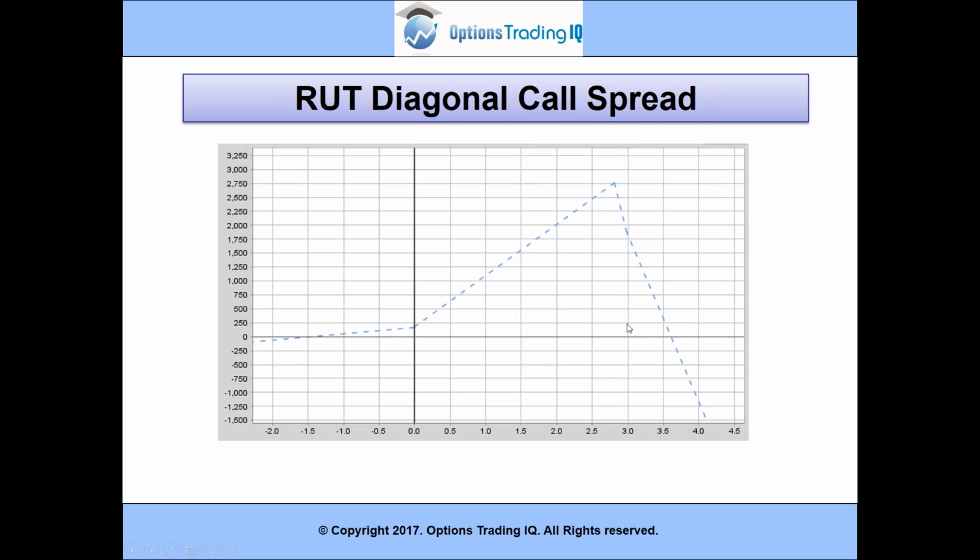Okay, so if I zoom in, this is just what the graph looks like. So again, we're looking for that little drift higher or a quick sell-off.